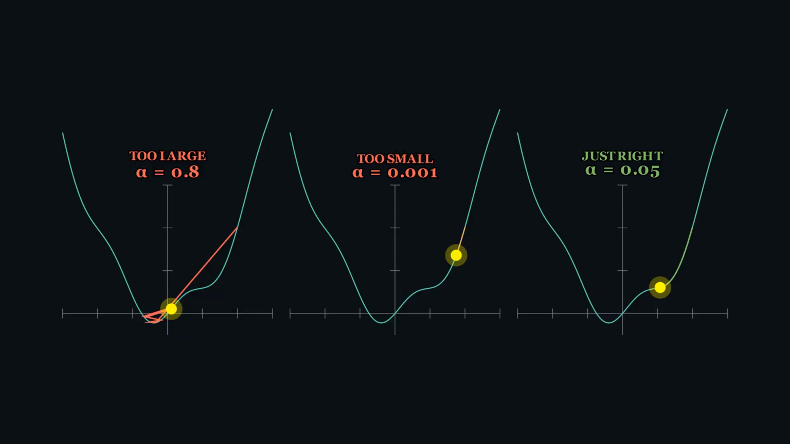But the learning rate isn't the only challenge. Even with a perfect learning rate, vanilla gradient descent has a fundamental weakness.